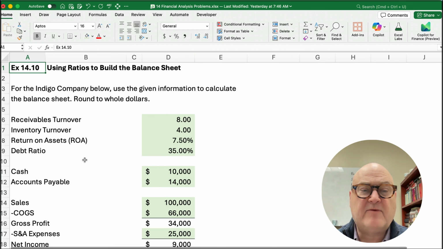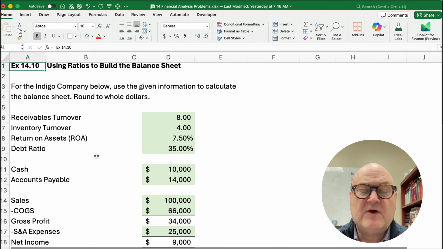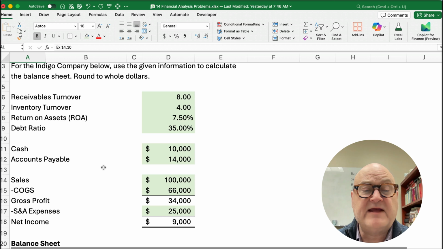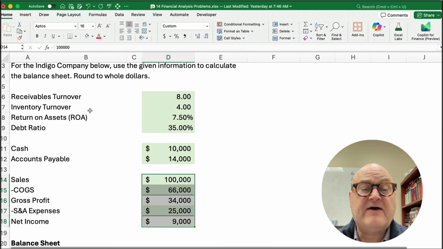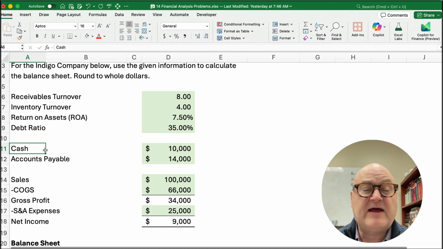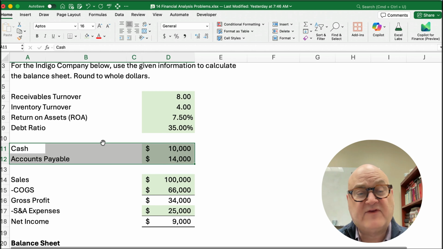I think this is kind of an interesting problem for you. So what we have is we're using ratios to build the balance sheet. The income statement is here, and we have financial ratios, and we have a little bit more information. We have receivables turnover, inventory turnover, return on assets, debt ratio, and two balance sheet accounts that we know the answer on, and then we have an income statement that is complete. Everything in this light green is given, so we can change this. We can make a template and change this.